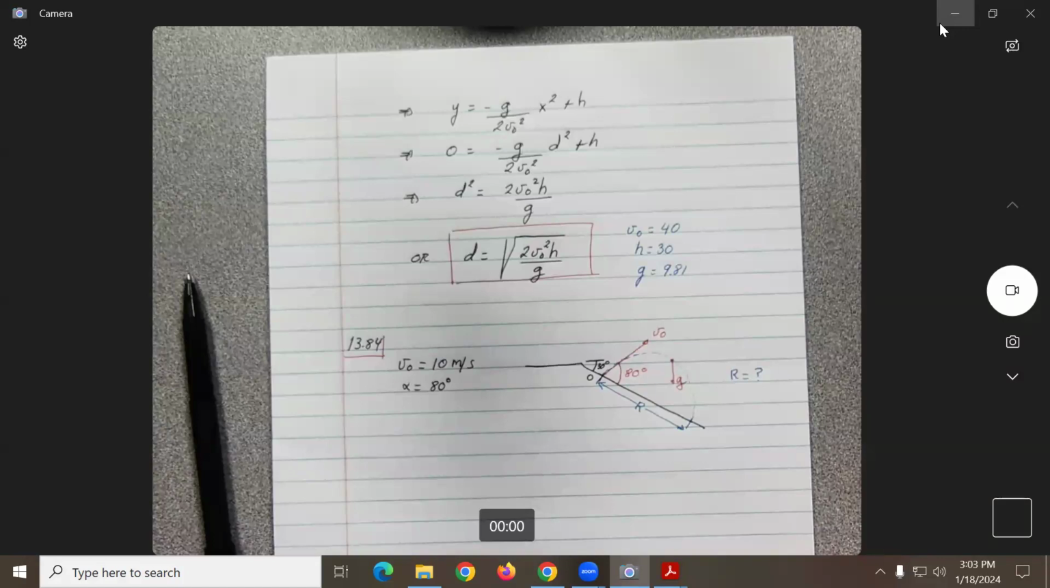So which one did you pick? Along the surface? Along the tablet? Which one did you pick? You didn't pick anything. Which reference frame did you pick?